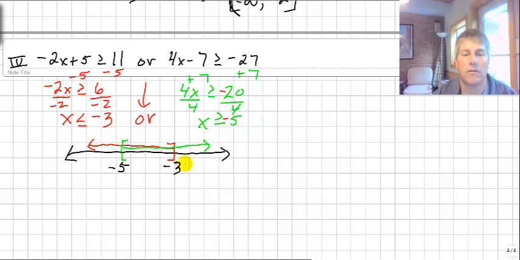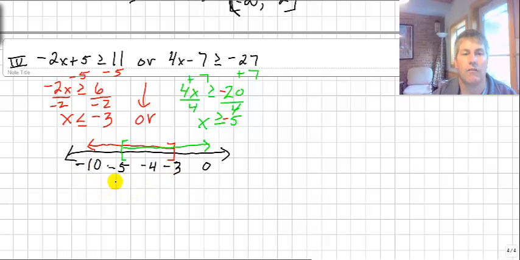Good. So now this is an OR problem. Let's take a look. So I want anything that's green or red, don't I? So am I happy with 0? Sure, that's in the green. That'll satisfy the inequality on the right. Am I happy with -10? Yeah, that'll satisfy the inequality on the left. And of course, something like -4 would satisfy both. So I'm happy with any one of those particular scenarios.